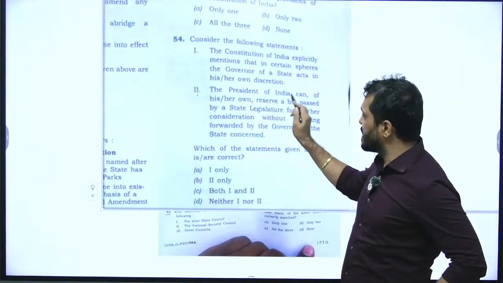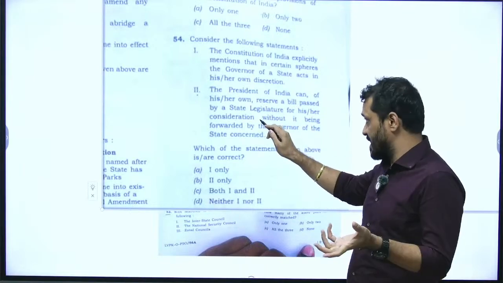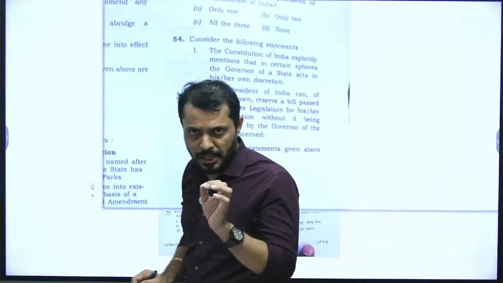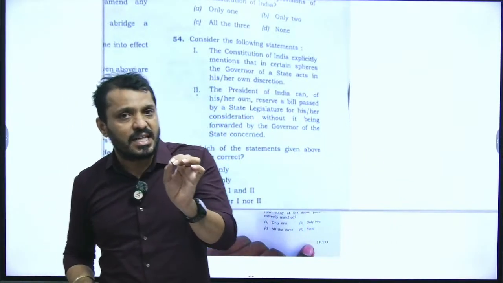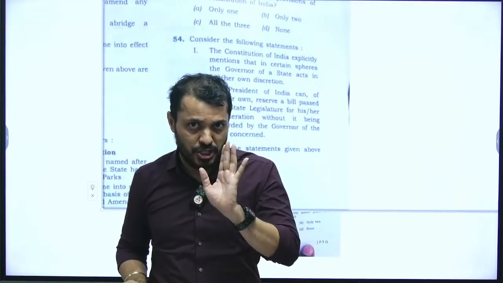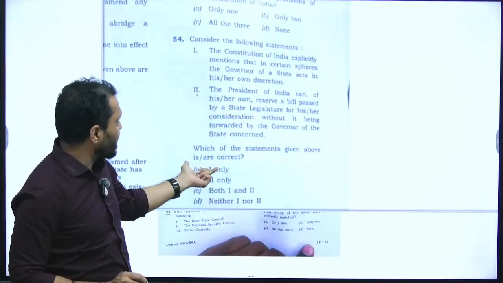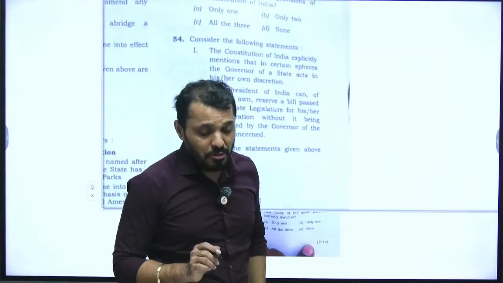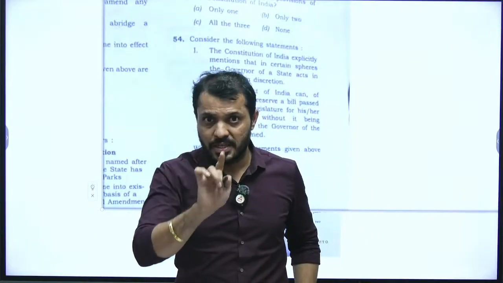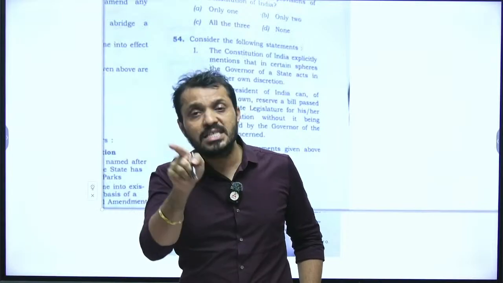Statement number 2. The President of India can reserve a bill passed by the Assembly for his consideration without it being forwarded by the governor of the state. This is wrong. Normally, the bill will go to the President for consideration only on the recommendation of the governor. This is the normal condition. So this statement is incorrect. Only one statement is right, that is 54A, one only. But you have to understand, in a financial emergency, the president can order any financial bill or money bill passed by the assembly to be reserved for the president.